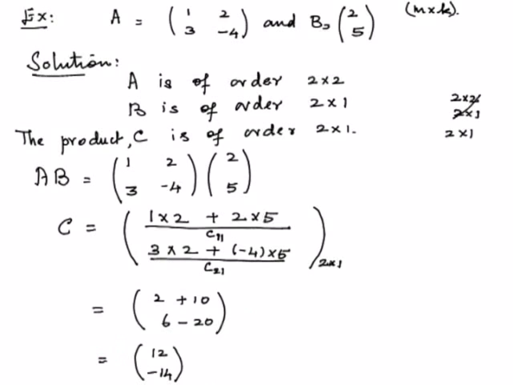Now we have picked up a very simple example and we have understood how to proceed with matrix multiplication. Let us take one more example and understand it very clearly.